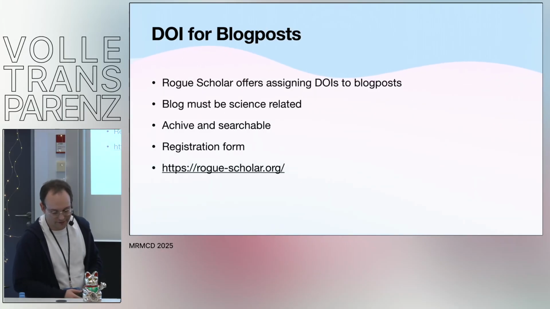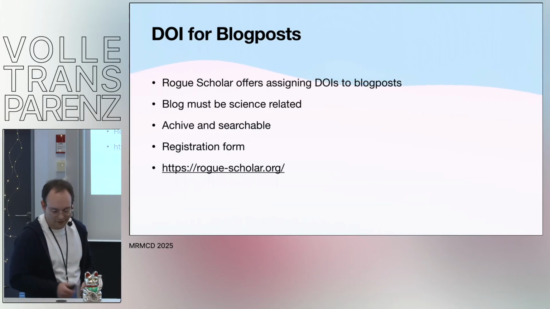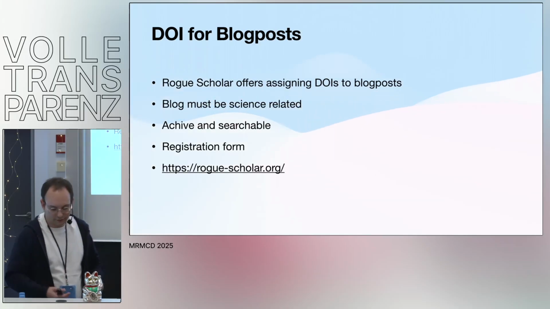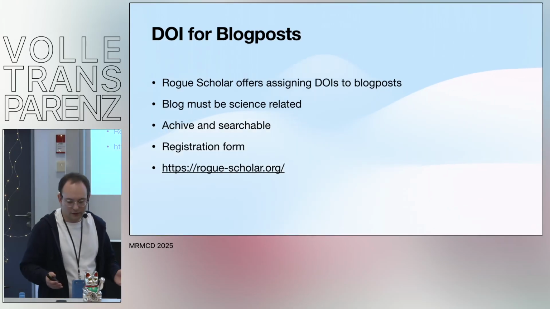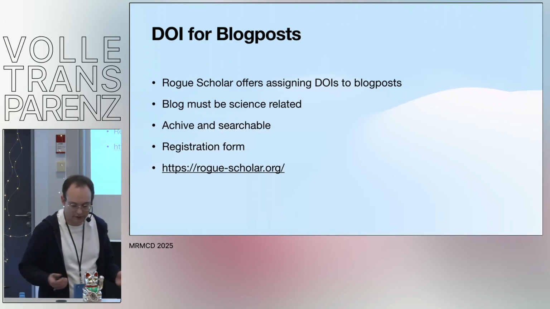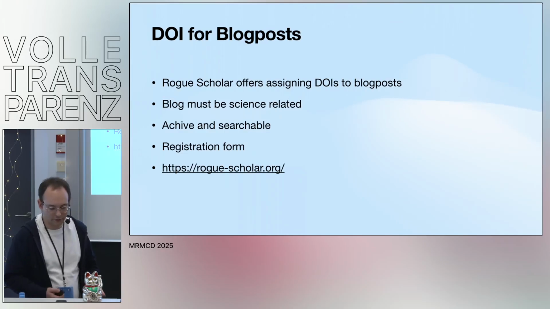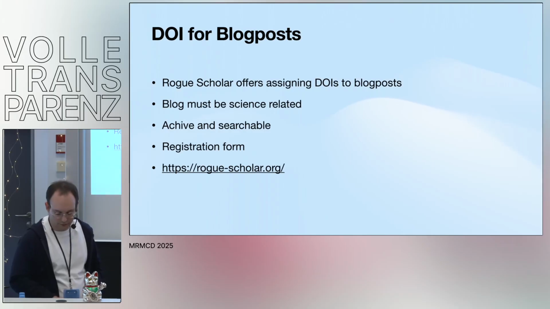Also, another interesting thing is if you want to have DOIs for your blog posts, it's totally possible. There's an organization called Rogue Scholar. They basically offer this. You can just go there, they have a form, you enter your data, and then they assign DOIs to your blog posts. The blogs must be science-related, scholarly, basically. And what they also do is provide an archive of your blog posts, and they provide full-text search. I think it's pretty good that they do it.